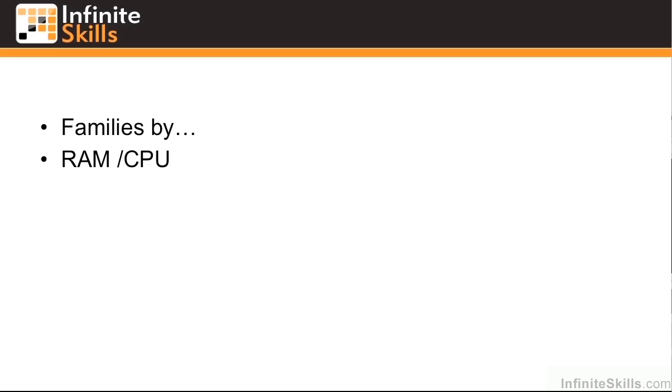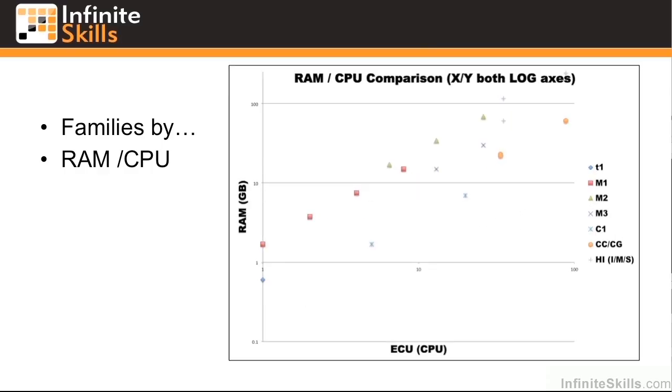First, let's look at the family of RAM CPU. If we look over at our key on the right, we see that we have T1s, M1s, M3s, and so forth. These are grouped according to their icon. One thing to note about this graph and the next graph is that both of these axes are log. So this machine up here has 100 gigabytes of RAM versus this machine down here, the T1 Micro, which only has a couple.